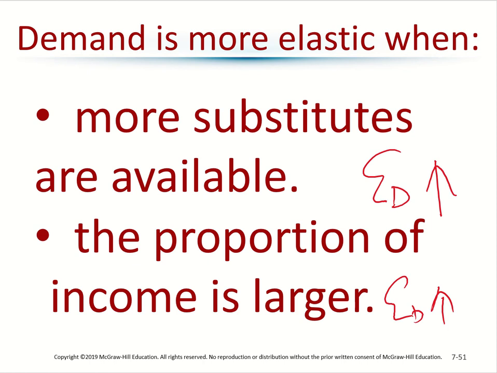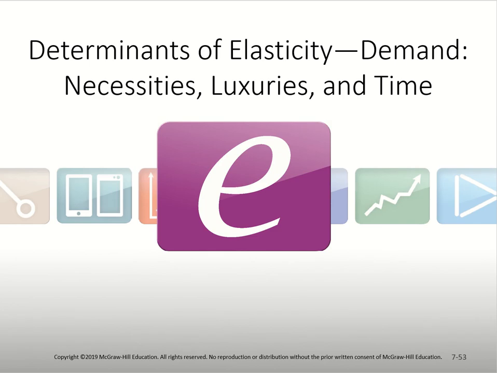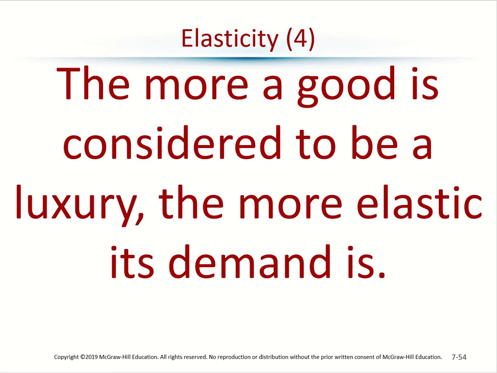All right. Now the next determinant for elasticity is: is this good a necessity or a luxury? Now, if a good is a luxury, that means this good has a very elastic demand, so elasticity is more than one. Imagine the price of a Caribbean cruise increases. Now a cruise, sure, we don't need that. You buy it when you have money and time to go on vacation. So whenever that price changes, consumers tend to be more flexible. We tend to buy something else.